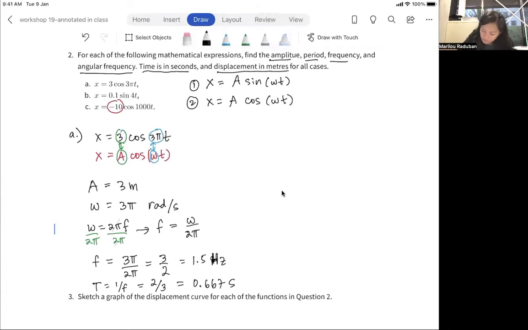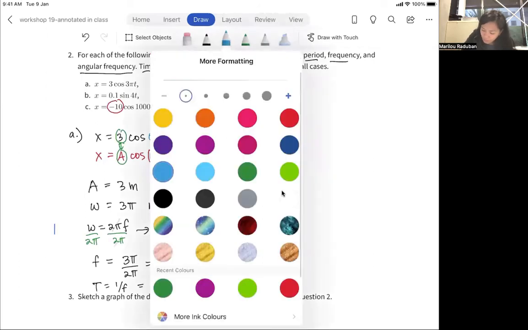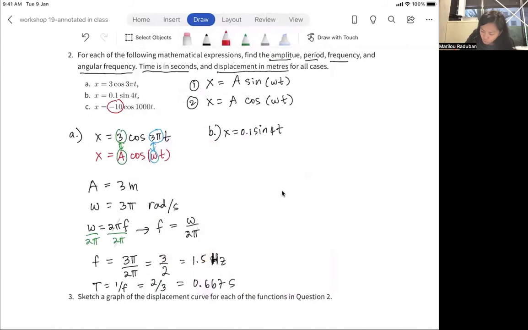Okay, for the second equation, x is equal to 0.1 sine 4t. It's the same procedure. It's again comparing the given equation to the form a sine omega t, but this time it's sine. So here you can again pick up the amplitude. The amplitude should be 0.1 meters.